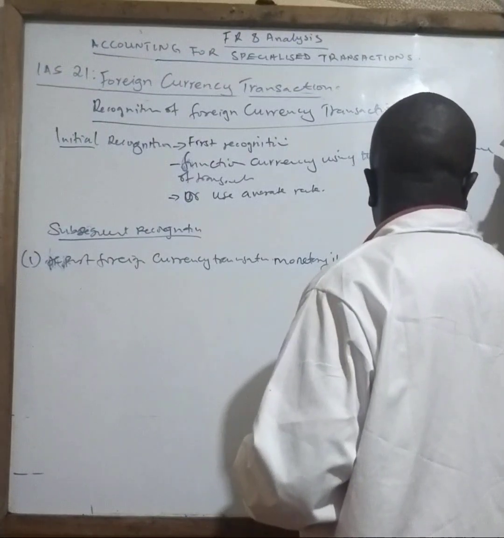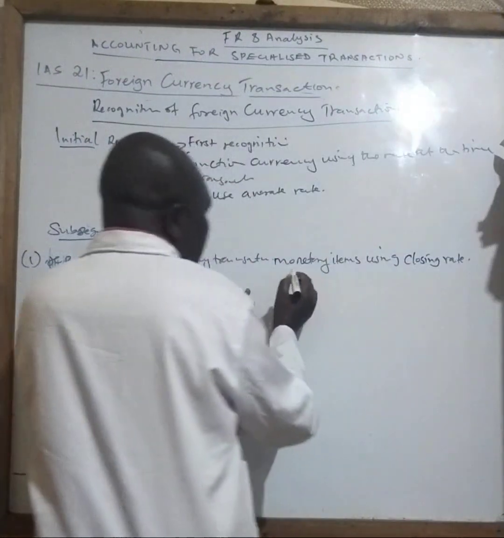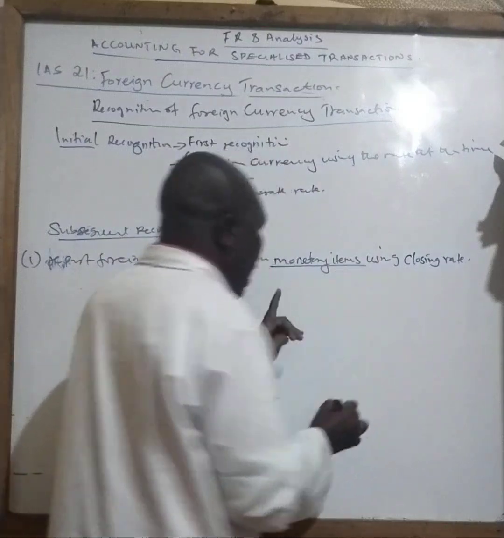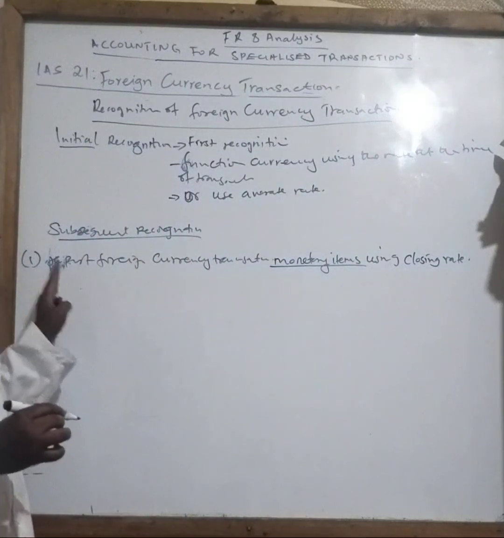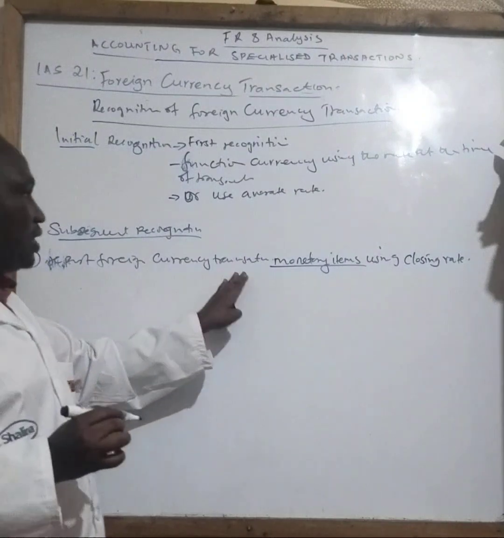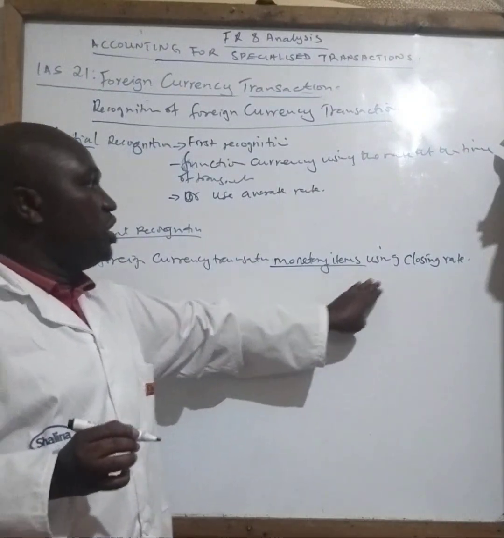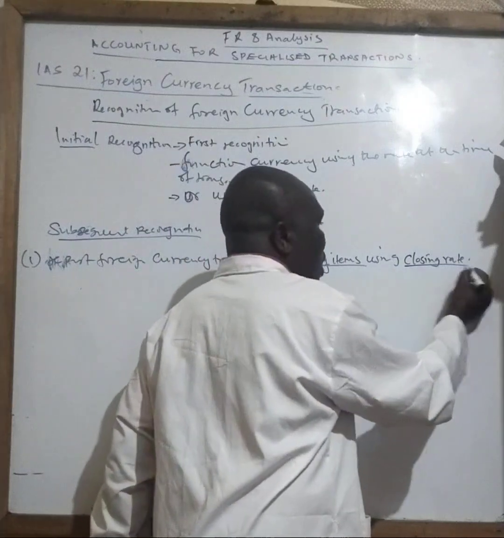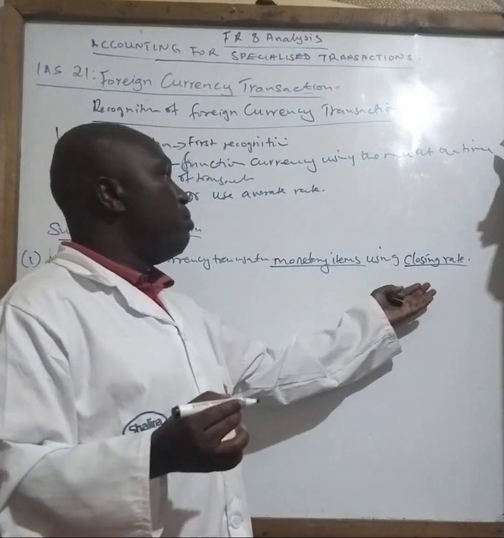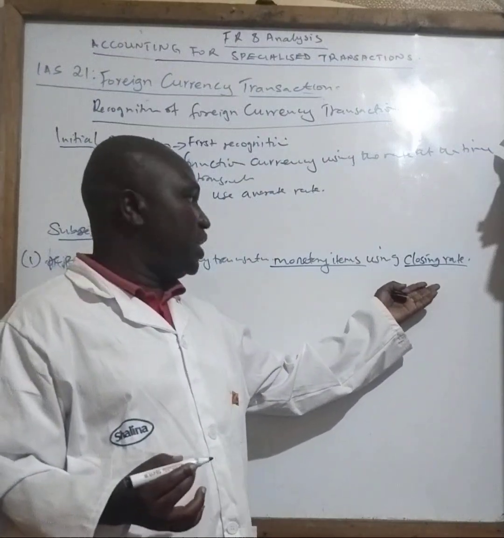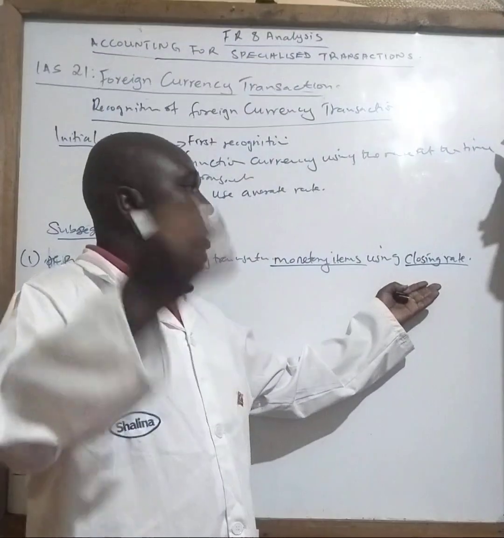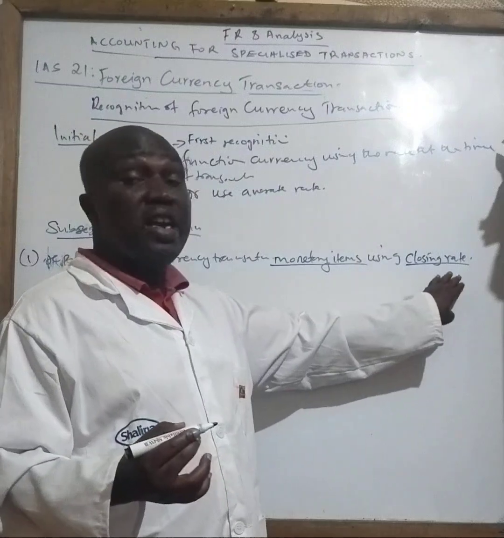I want you to understand the meaning of the word monetary, and take note of this carefully. So in this case, you are saying report foreign currency transaction monetary items using the closing rate. We have said a closing rate is the rate that prevails at the very end of the financial year of that particular company. That rate that prevails at that time is what you call closing rate.